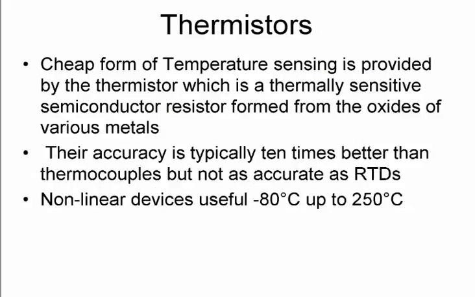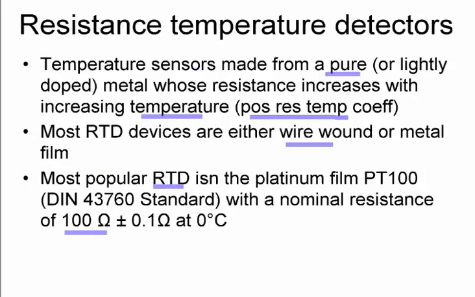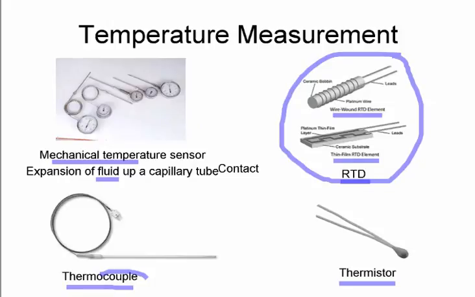And then the last one that we had a picture of is thermistors. That's a cheap form of temperature sensing provided by the thermistor, which is a thermally sensitive semiconductor formed from oxides of various metals. Now, their accuracy is typically 10 times better than the thermocouples, but not as accurate as the RTDs. They are non-linear devices, and we can use them between minus 80 and 250 degrees Celsius. And going back to the picture, there's your thermistor at the bottom.